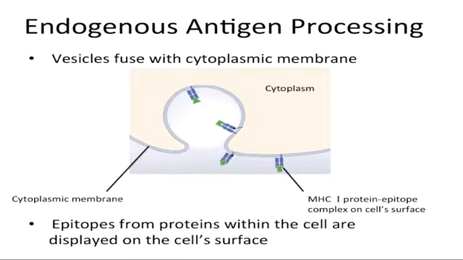In this manner, nucleated cells process antigens to display on the cell's surface epitopes from every protein in the cell. Regular cellular proteins will be autoantigens. If the epitopes are from a pathogen's proteins, the immune system can recognize and attack this infected cell.